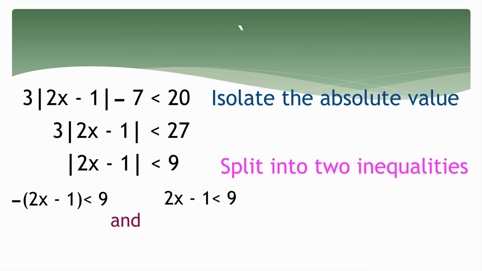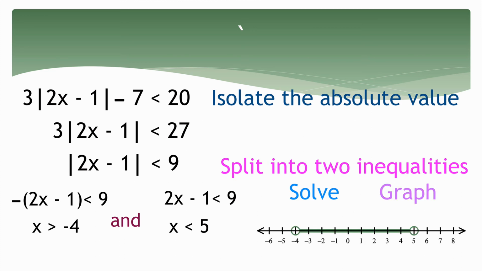Oh, there's an and joining these two. Why is it an and? Well, it's a less than, and less than means less than that many units away. So that's an and graph usually. So now when I solve it, I get x less than 5, and I get x greater than negative 4. Make sure you graph it, and that you also check. And remember, check in your original inequality.